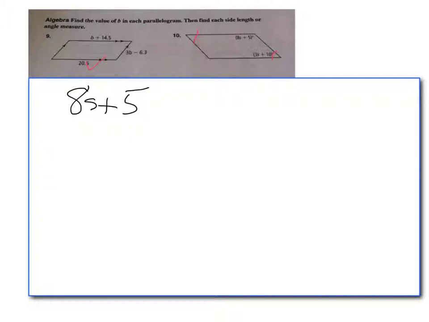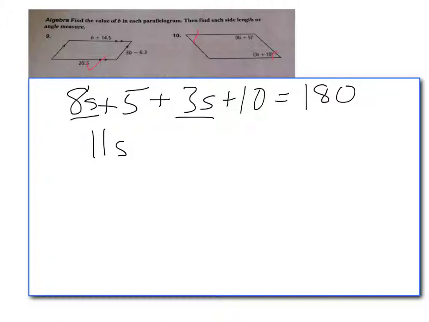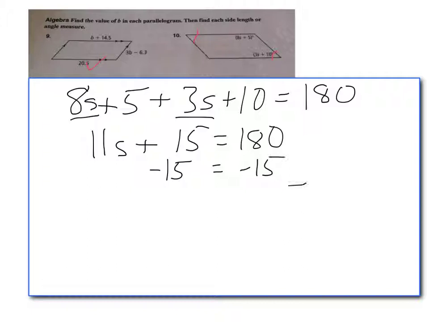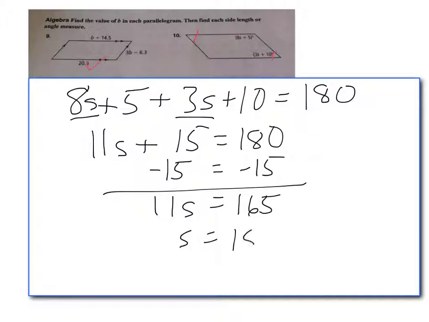8s plus 5, that's our first angle, plus 3s plus 10, our second angle. And if we add those two together, they're going to have to equal 180. Consecutive angles of a parallelogram are supplementary. That'll give us 11s when we combine our like terms, plus 15 equals 180. And just solving that quickly, 11s equals 165, and that's good. When we divide by 11, that'll give us a nice round number, 15.